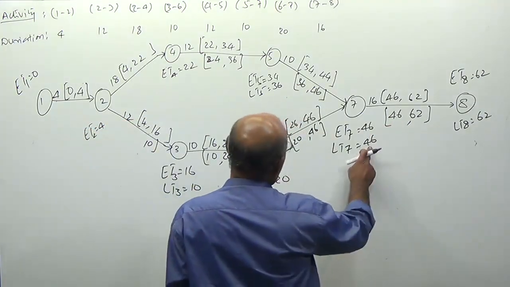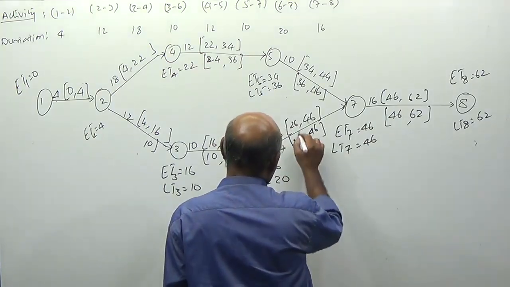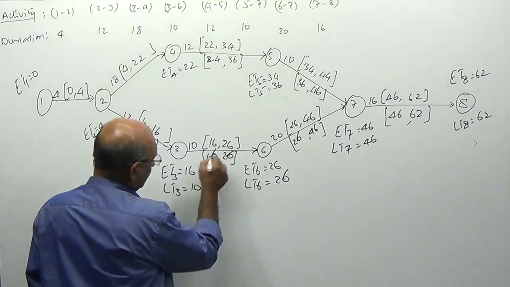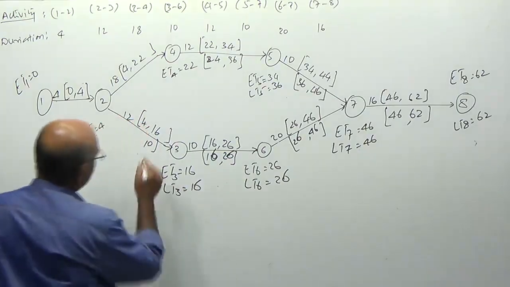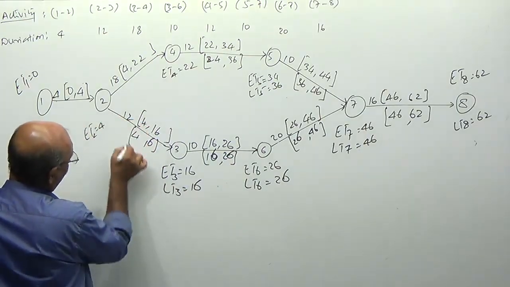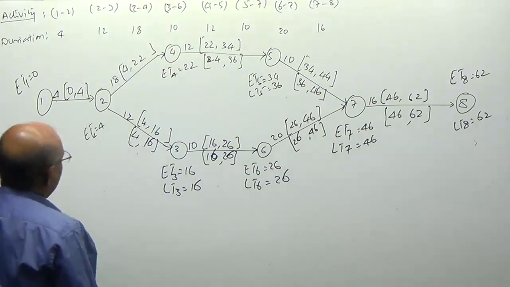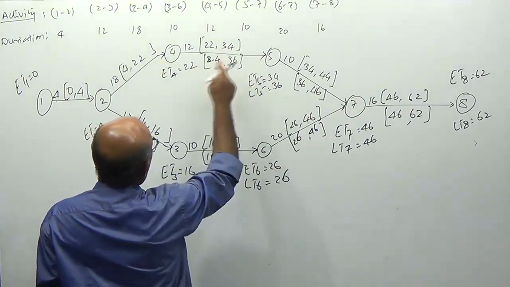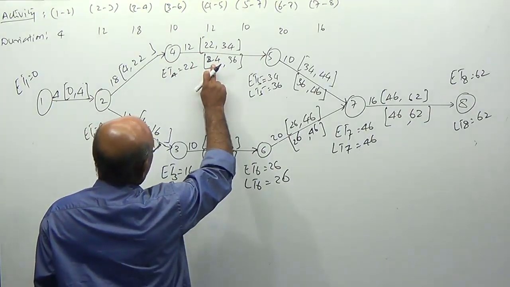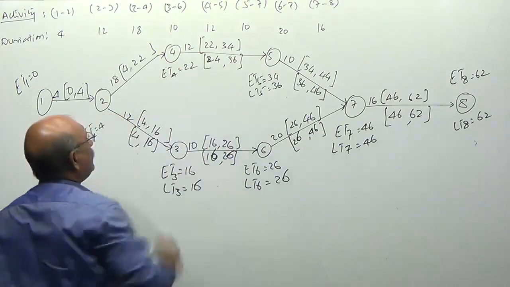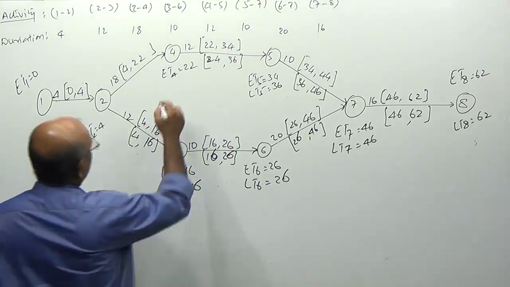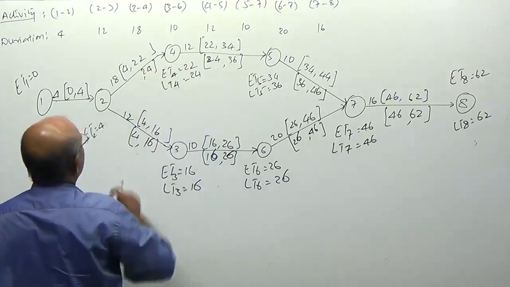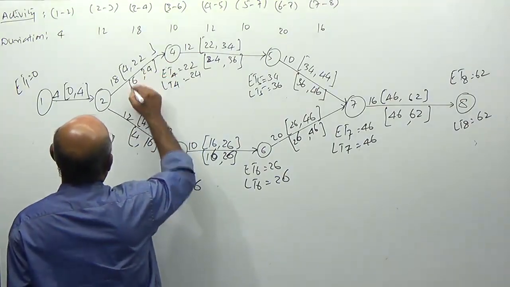46 minus 20, 26. This is 26. 26 minus 10, 16. So this is 16. 16 minus 12, this is 4. This way, activity 4, 5, I have to start latest by 24. It means I have to reach node number 4 on the 24th day. 24 minus 18, 6.